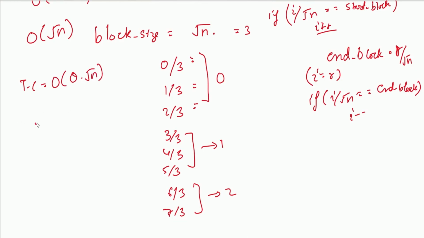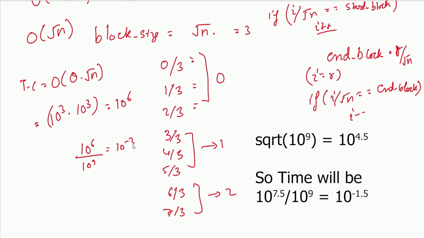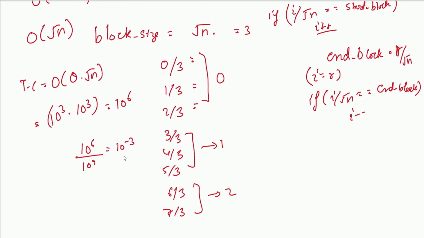Okay. Now if we see, if Q is 10 to the power 3 and n is 10 to the power 9, so root n will become 10 to the power 3. So this will become 10 to the power 6. And if we divide 10 to the power 6 by 10 to the power 9, we will get 10 to the power minus 3. So the queries which were taking 1000 seconds now will take only 1 millisecond to execute, right? And the code is also so simple.